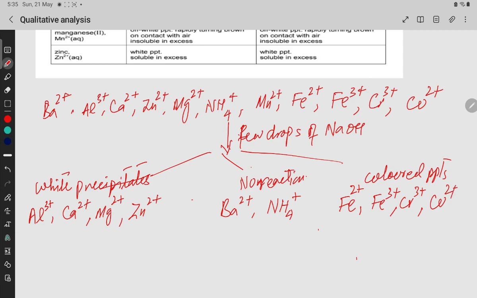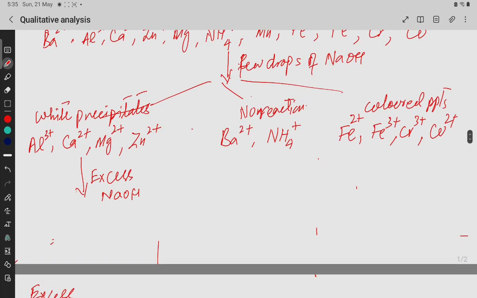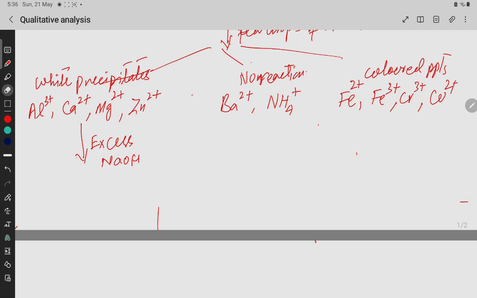And you know, if your solution, any FA solution, gives white precipitates, you must have these cations in your mind. So if we add excess sodium hydroxide, some precipitates dissolve and some remain insoluble.